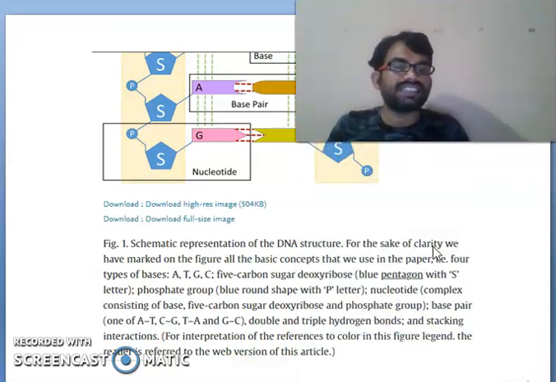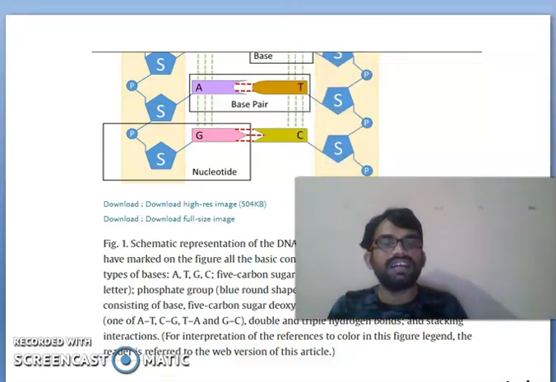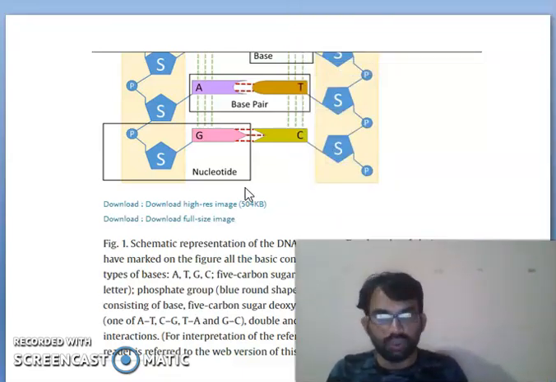You can see that for the sake of clarity we have marked in the figure the basic concept we use in the paper. The four types of bases: adenine, guanine, cytosine, thymine, and the five carbon sugar deoxyribose, the blue pentagon. This is how the DNA structure looks.